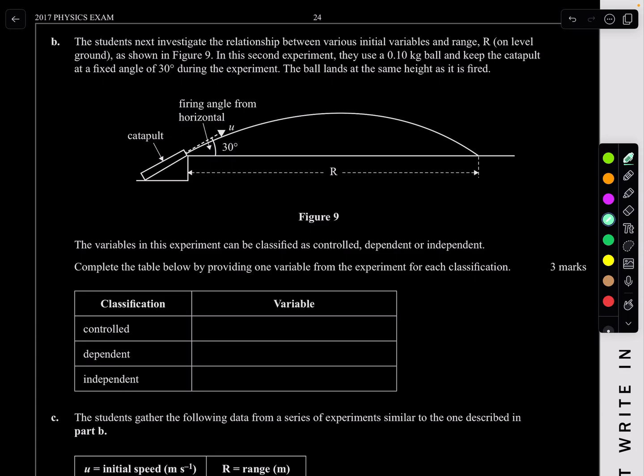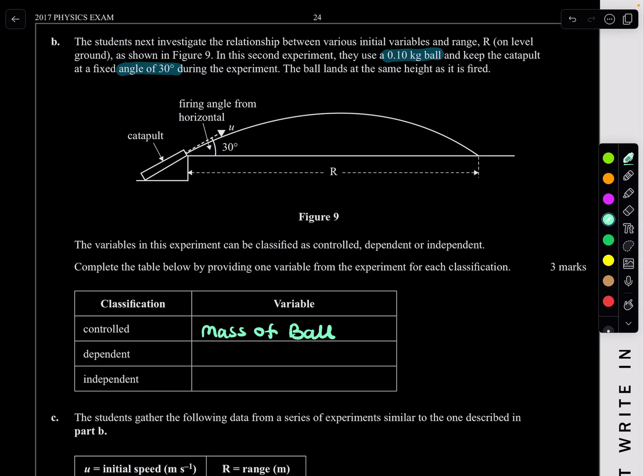All right. So the first one is controlled. Remember, the controlled variable is the variable that is kept constant throughout the experiment. And in this case, they just told us what they are. They told us it's the mass of the ball, and they also told us the angle. So we actually have 2, but I think you only need to put 1 because it's 1 mark each, they said. I'm just going to put the mass of the ball, much easier. Mass of ball. That is one of your control variables.